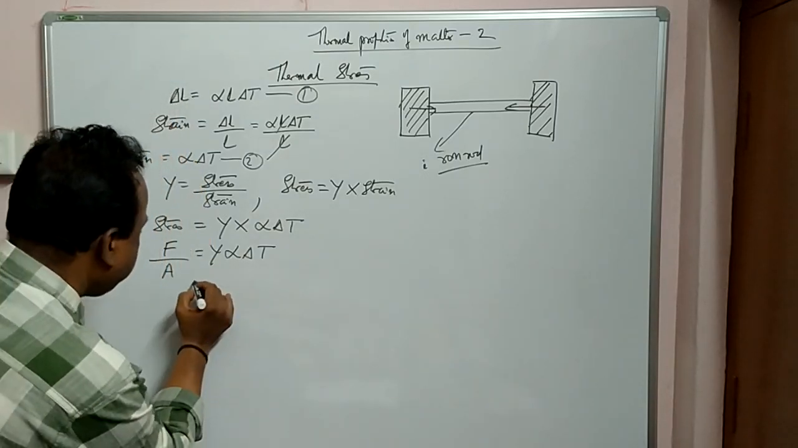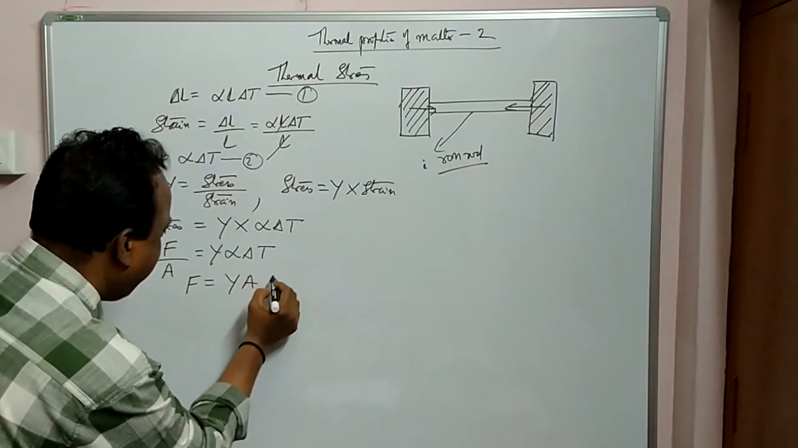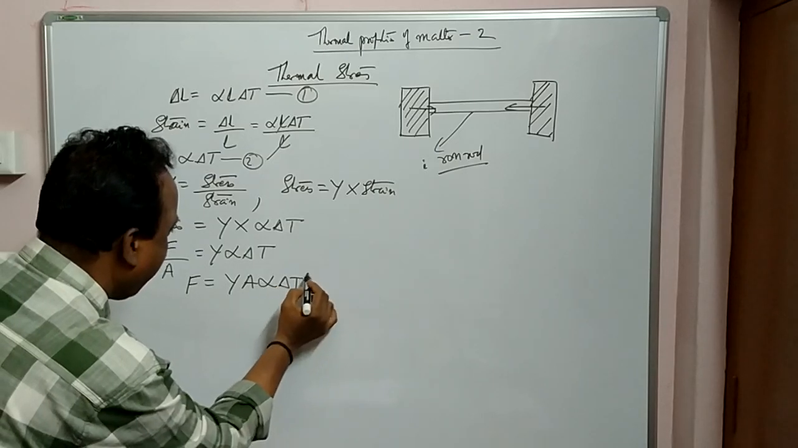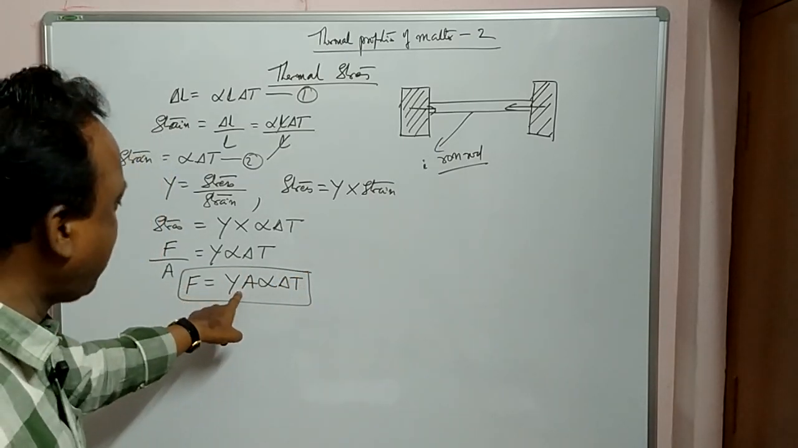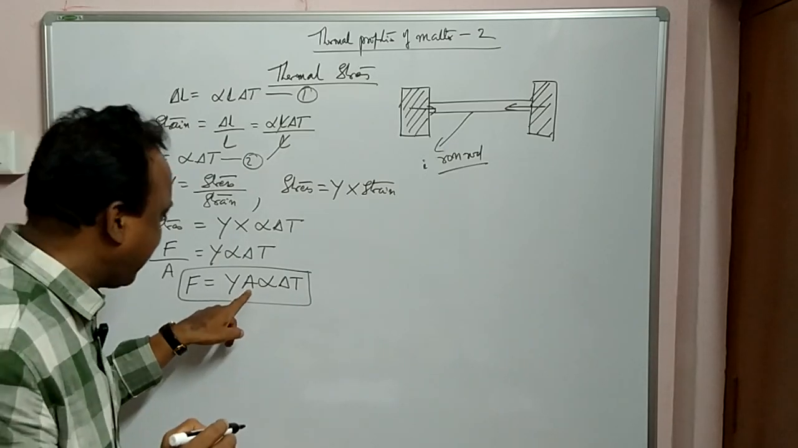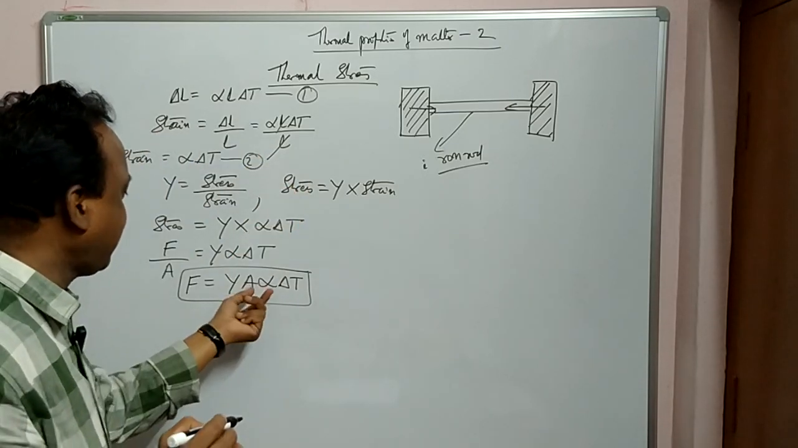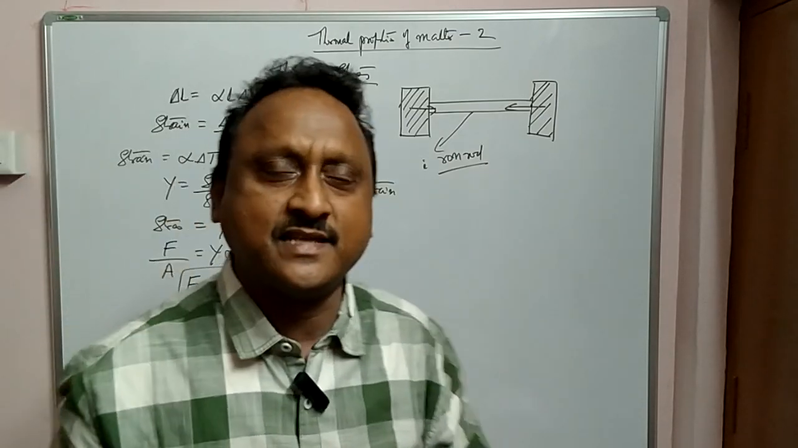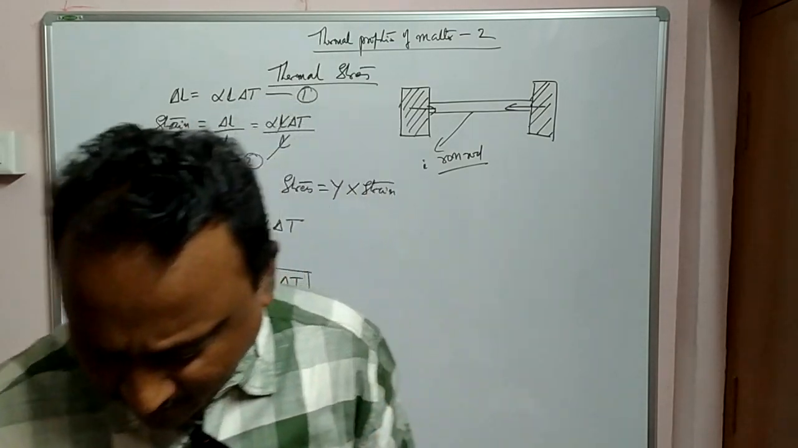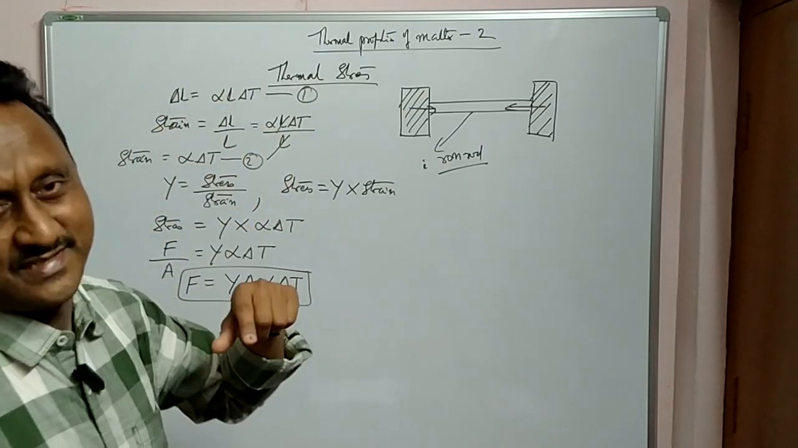Or you can also write force F is equal to Y A alpha delta T. So force acting is equal to Young's modulus, whose value will be given, area, which you can also calculate if the length and breadth are given, alpha the coefficient of linear expansion, and delta T the temperature difference. So this is the formula you have to adopt for thermal stress.